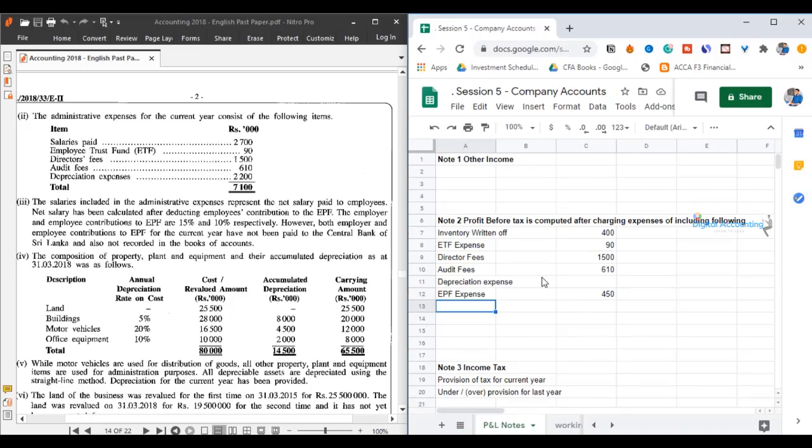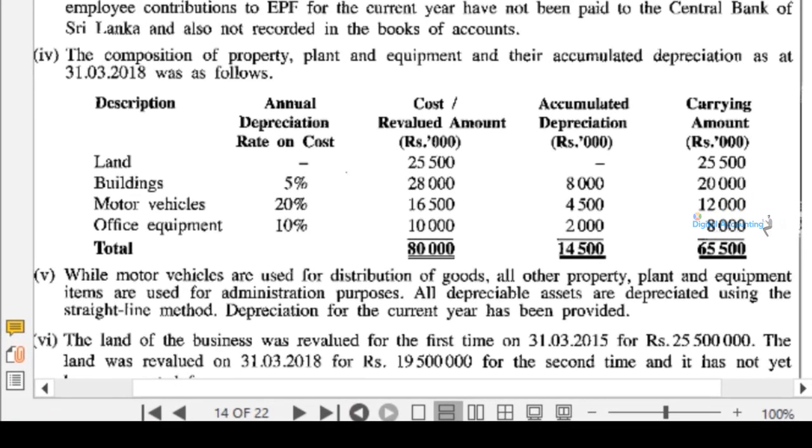So we'll move to additional information number 4. The composition of property, plant and equipment and the accumulated depreciation as at 31st March 2018 was as follows. There are 5 columns of information. In the description, land, buildings, motor vehicles and office equipment are there. So altogether 4 categories of assets are here.